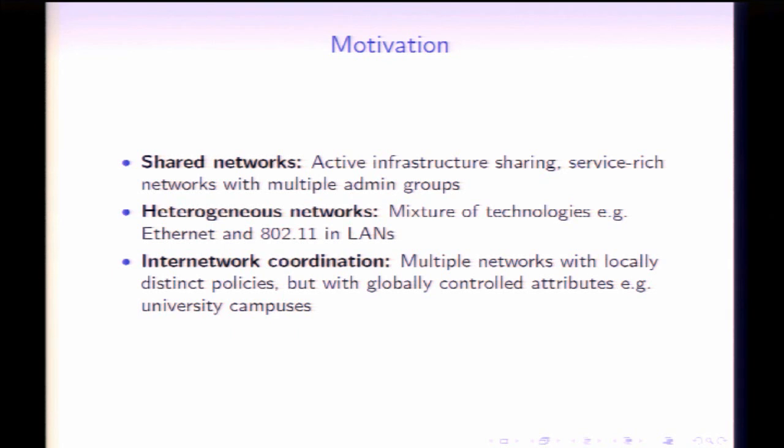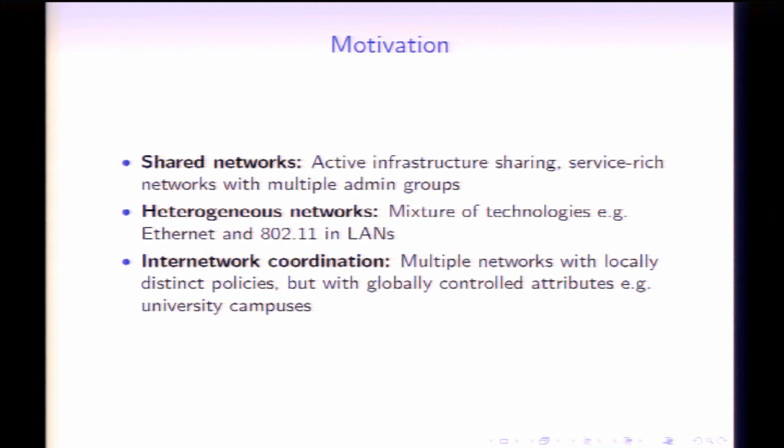For example, we might have shared networks. Multiple service providers may do something called active infrastructure sharing, where they might share the switches and routers and underlying services, but have their own network stack implemented above it to be able to service their own user bases.